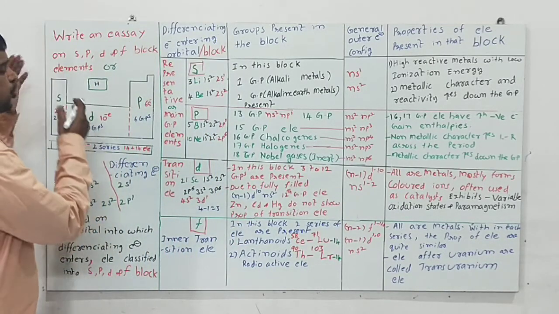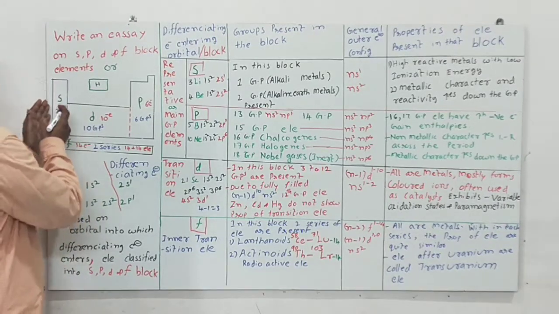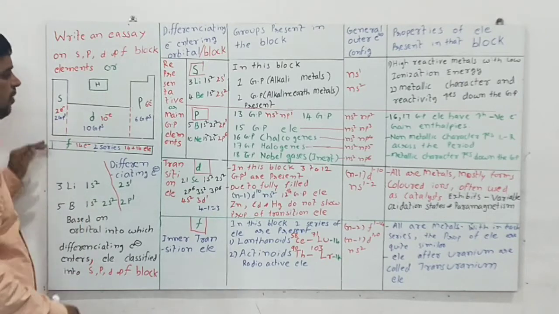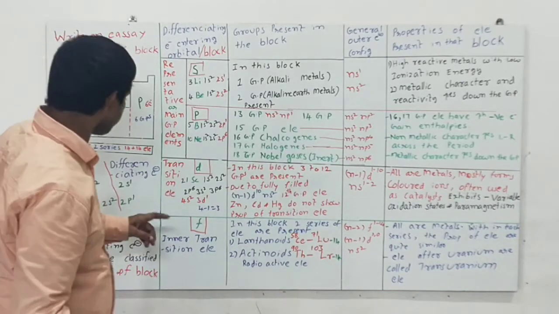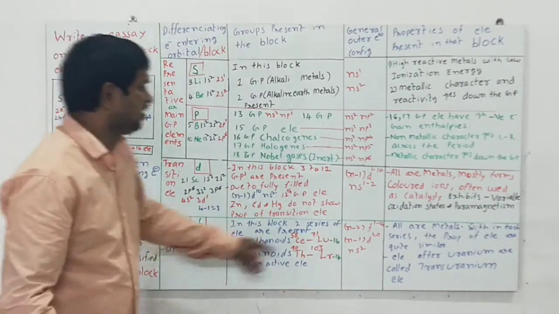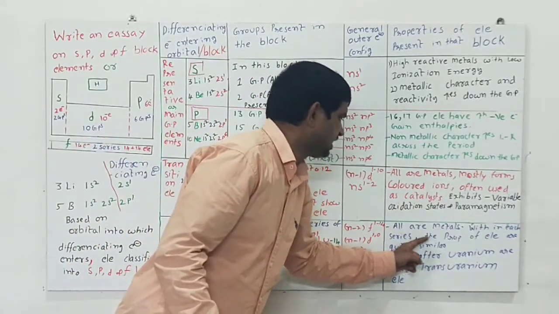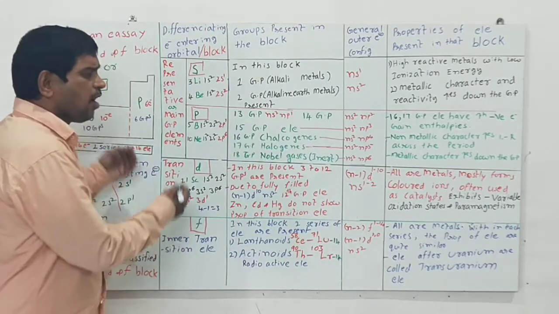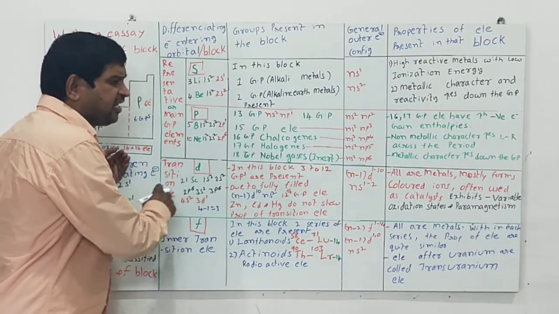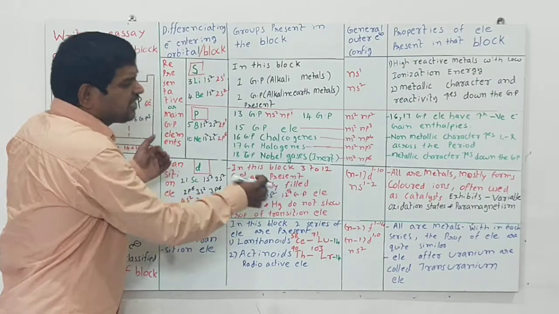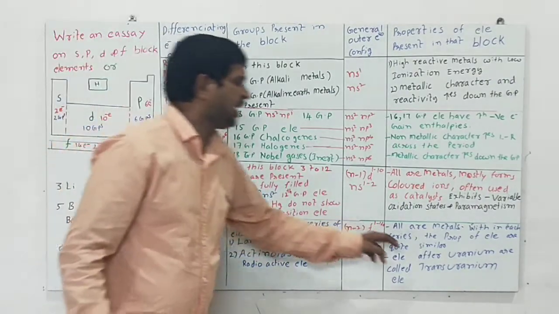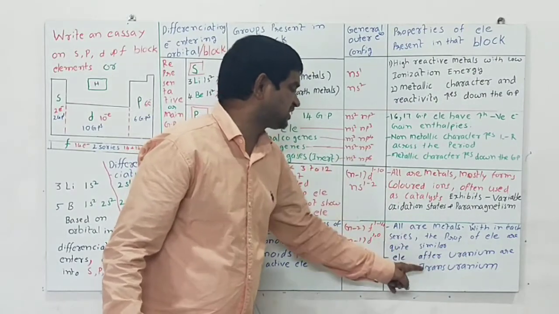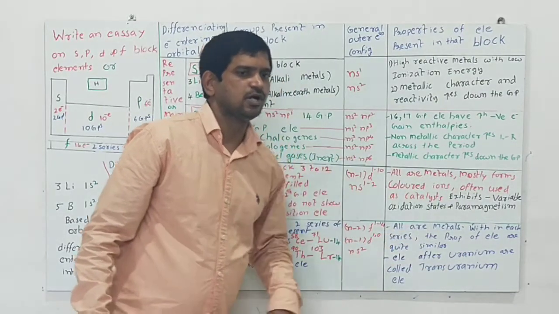Elements of a group show similarities in properties. But in F block, we have two series. Within each series, the properties of elements are quite similar. And elements after uranium are known as trans-uranium elements.